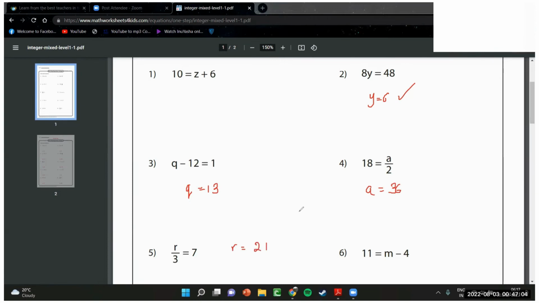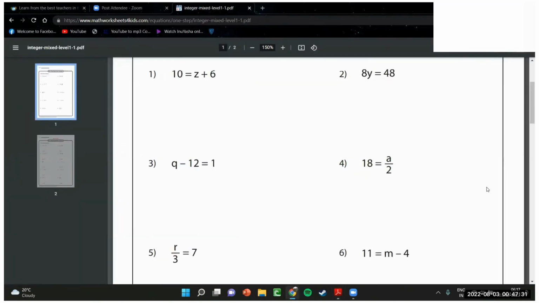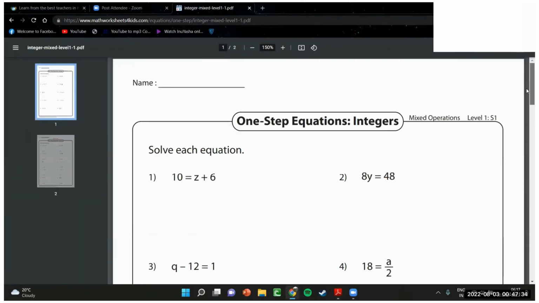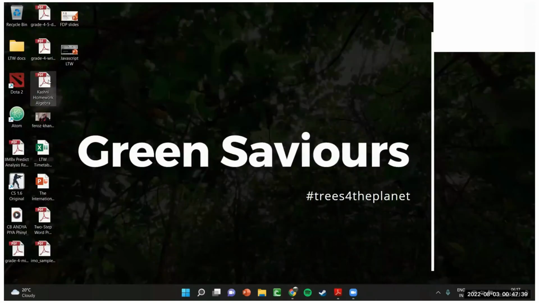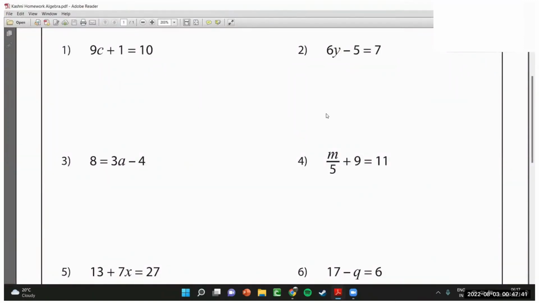I mean, one-step equations. These are again one-step inequalities. Yeah, sorry. Okay. Can we try the first one? Okay, I'll show you one, and then you'll have to do the other. 9c plus 1 equals 10. Let me bring my whiteboard. 9c plus 1 equals 10.